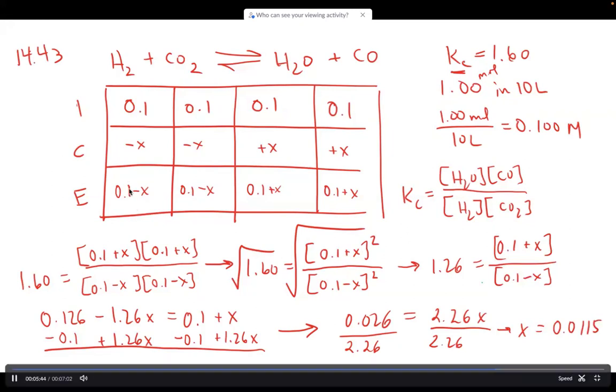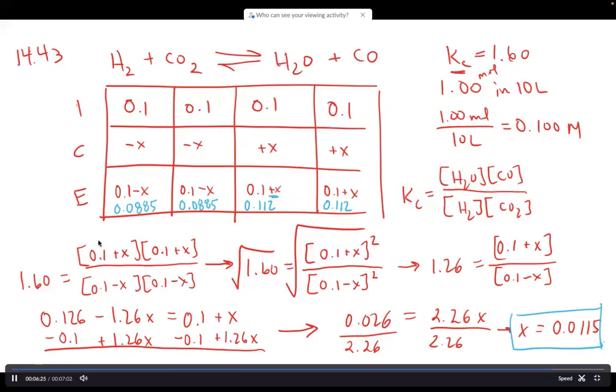From there, we take this and go back into our equilibrium concentrations and do that exact math. To find the concentration of hydrogen or carbon dioxide, we're going to take 0.1 minus 0.0115, which gives 0.0885 for both of our equilibrium concentrations of hydrogen and carbon dioxide. Then for the products, I'm going to add it to the 0.1, and so I get a concentration of 0.112 molar for both the water and the carbon monoxide on this problem.